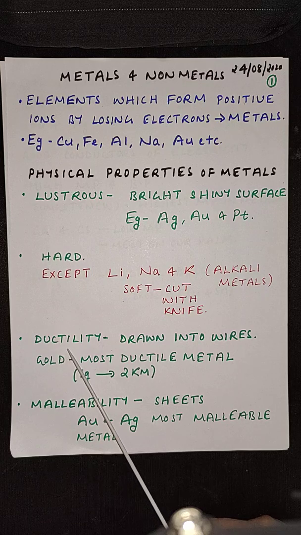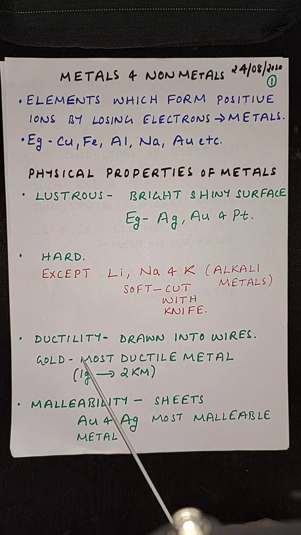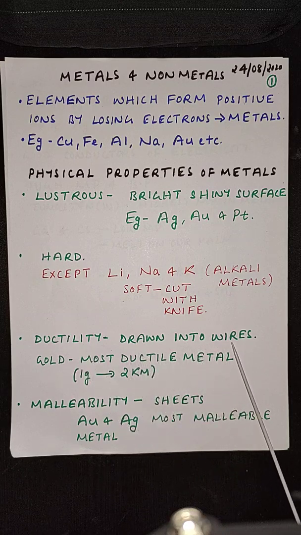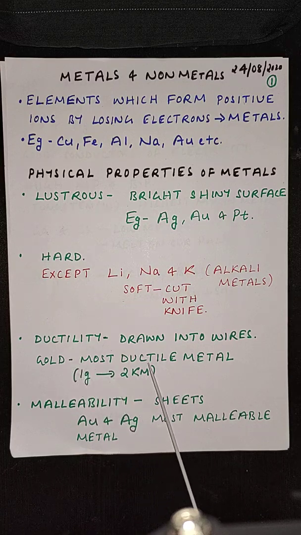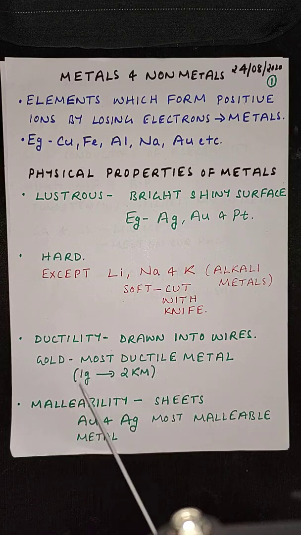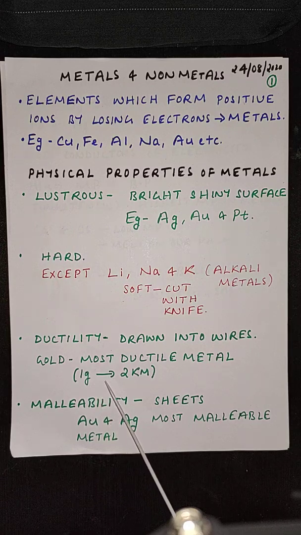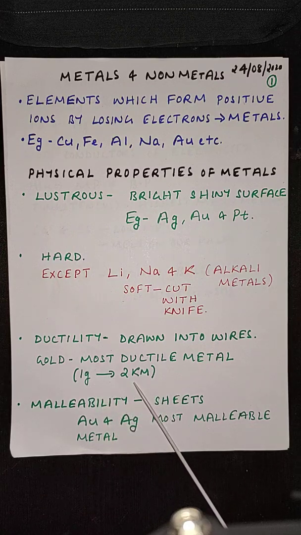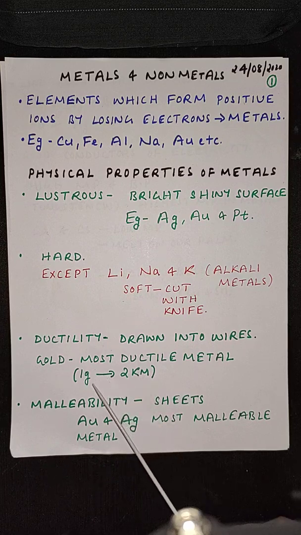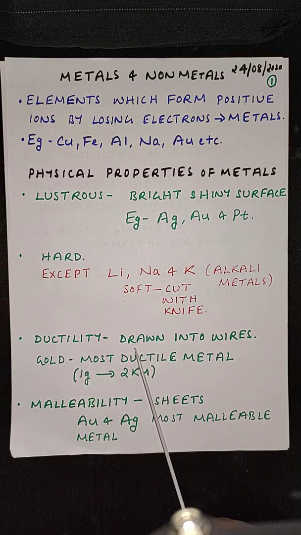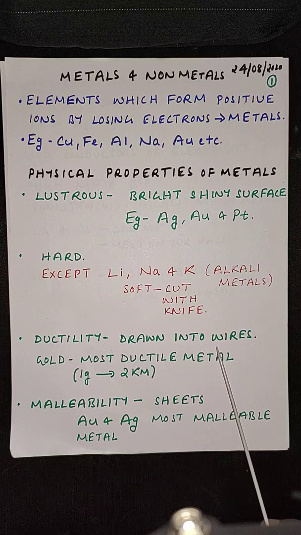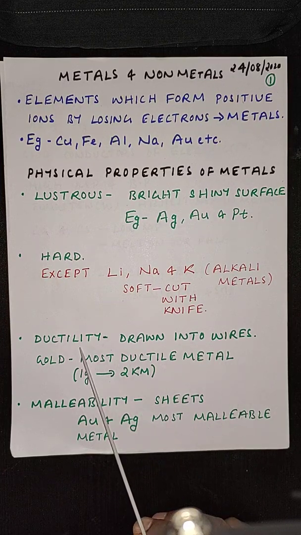Then the third important physical property is that metals show ductility. Do you know what ductility means? Metals can be drawn into wires. This nature is called ductility. Do you know the most ductile metal is gold? 1 gram of gold can be drawn into a length of 2 kilometers. You can make a wire of 2 kilometer length just from 1 gram of gold. So ductility means the nature of metal to form wires.